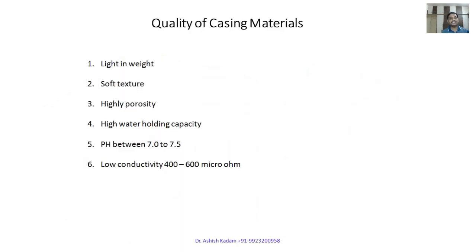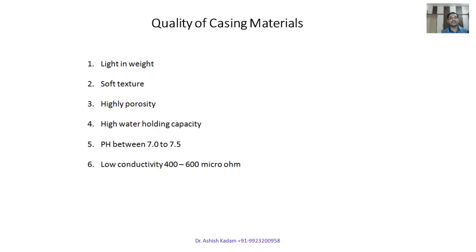The quality of the casing material depends on many factors. We have to judge the casing material by using these 6 parameters. The first parameter is that it should have very low density. It should be light in weight. The texture should be soft.